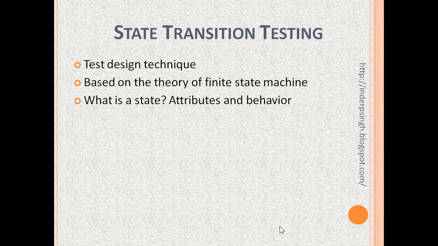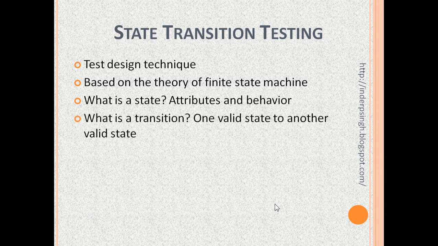A state is a particular situation or condition in which the system can be. A state has certain attributes or properties and it has a certain behavior. And we'll see examples of different states of different systems in this video.